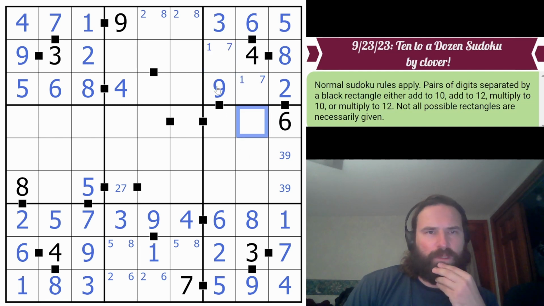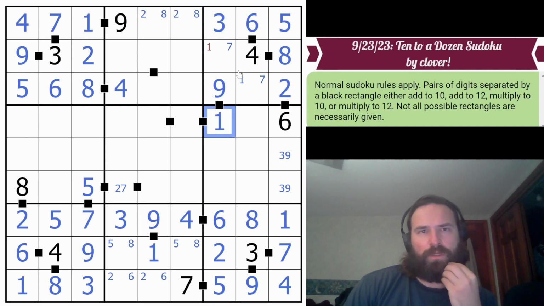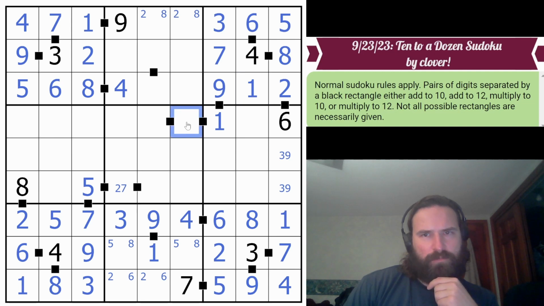Okay, so 9 looking here. This is either a 3 or a 1, I think is the rule. We have 3 in this box already, so this is going to be a 1, which is going to decide this. Awesome. So 1, 7, 1, and then this can't be a 10 or a 12 to multiply, so it's going to have to be a 9, because we can't do 11 either. So this has to be a 9.